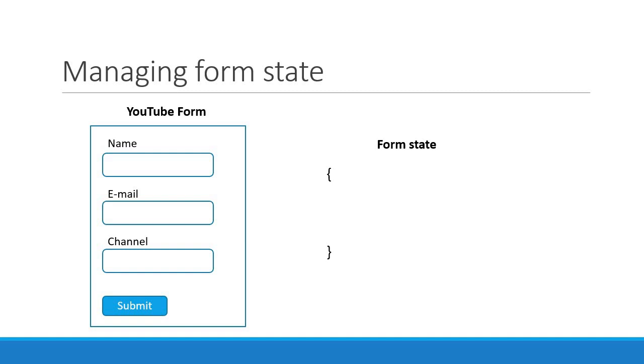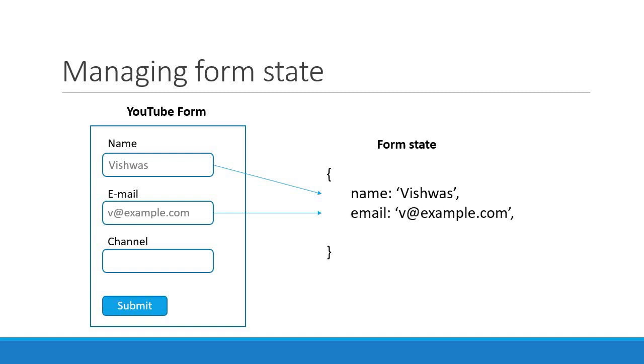If we change the name to Vishwas, it should be reflected in the form state object. If we change the email to v@example.com, the form state again should be updated. Similarly, change channel to codevolution and the same should be reflected in our form state. If you are able to manage this form state, we can eventually submit this data when the user clicks on the submit button. Our goal in this video is to learn how Formik helps us manage this form state whenever the form field value changes. Let's go back to VS Code and understand that.